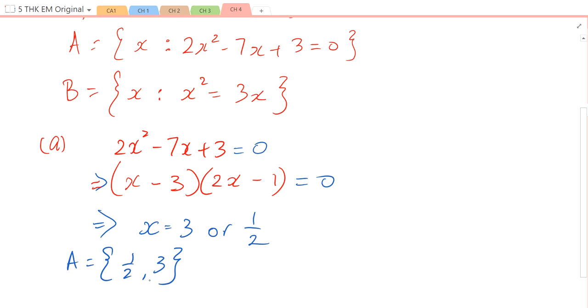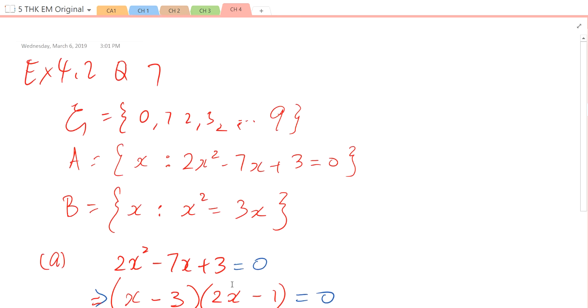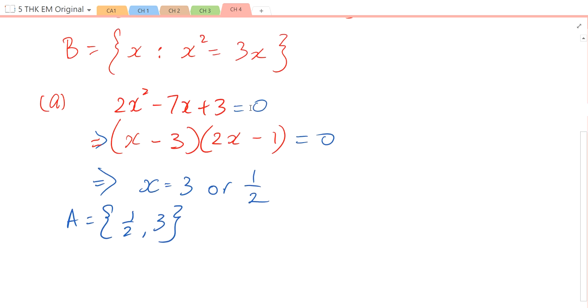In the universal set, I've got 0, 1, 2, 3, 4, 5, 6, 7, 8, 9. Does half belong there? No, so I have to remove half. So this is the only answer. Must I put reject? No need. Whether you put it or not doesn't really matter, because this is my final answer. They ask you to list it down in terms of its elements, and this is my final answer. Okay, so now let's go on to part B.